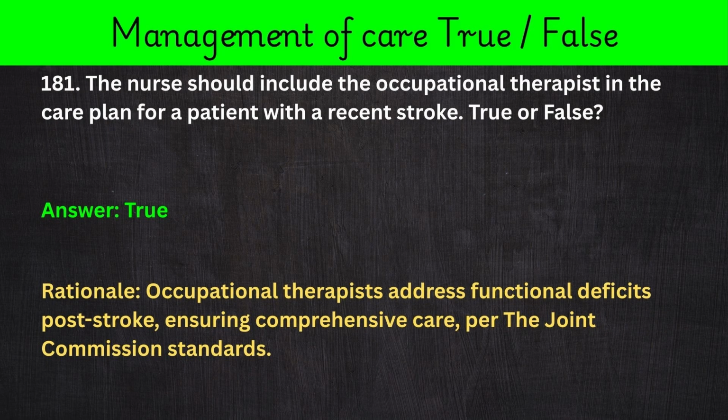The nurse should include the occupational therapist in the care plan for a patient with a recent stroke. True or false? Answer: true. Rationale: occupational therapists address functional deficits post-stroke, ensuring comprehensive care, per the Joint Commission standards.